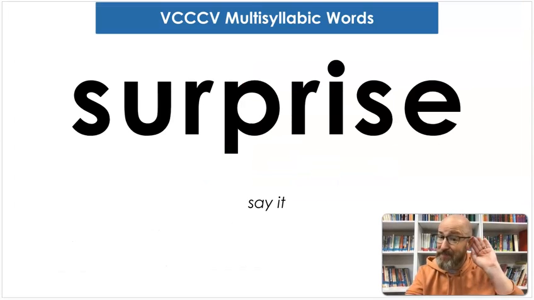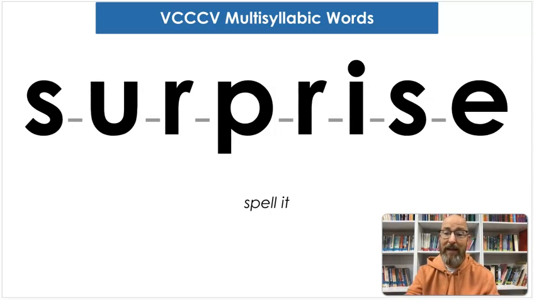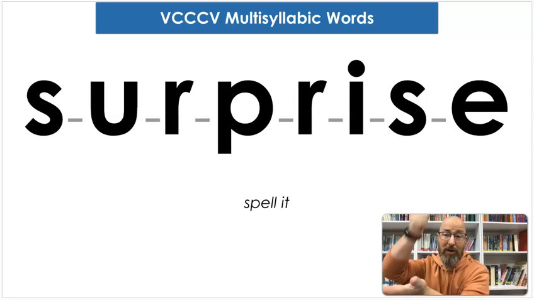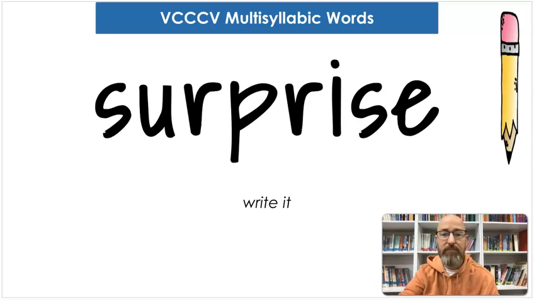Say surprise. Spell it. S-U-R-P-R-I-S-E. Surprise. Write it. S-U-R-P-R-I-S-E. And for each of them on this one, I'm just going to tell you how to spell it so you can write it on your paper and I can say it for you. And you won't have to look back and forth.